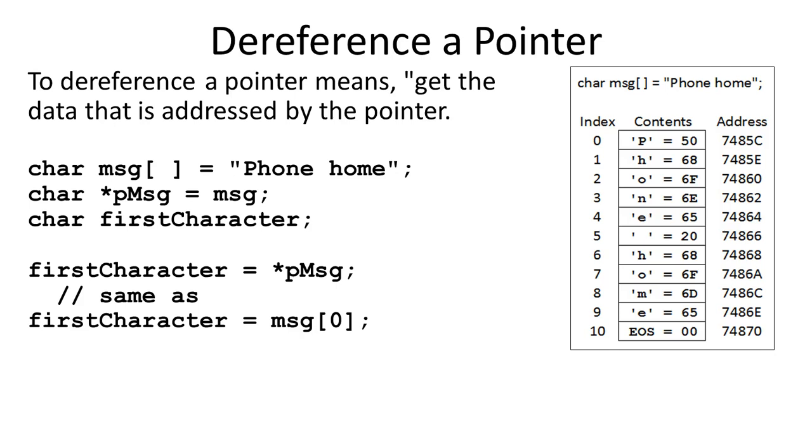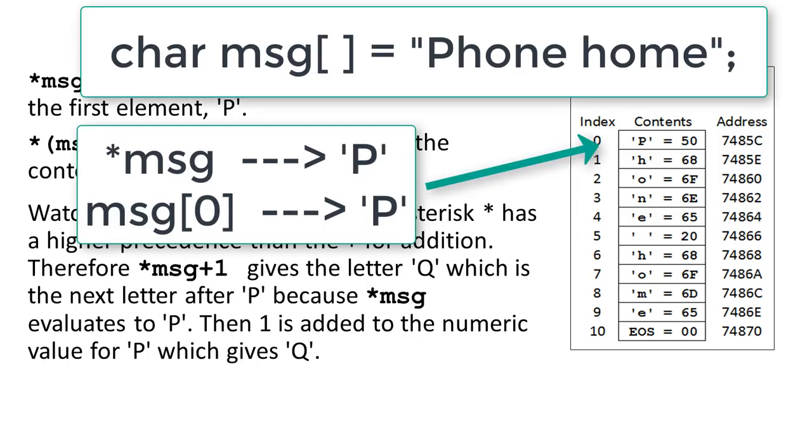I personally think it would have been nice to use the @ sign to dereference a pointer. C and C++ never use that symbol for anything, but I'm a user of C and C++ and not its creator. Star MSG and MSG sub 0 both give the contents of the first element, P.